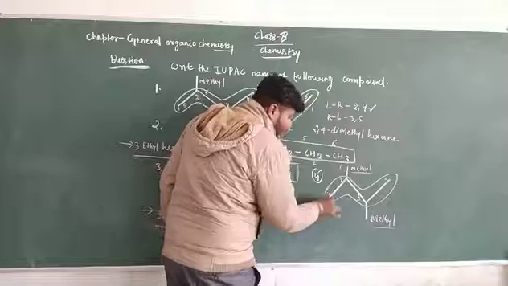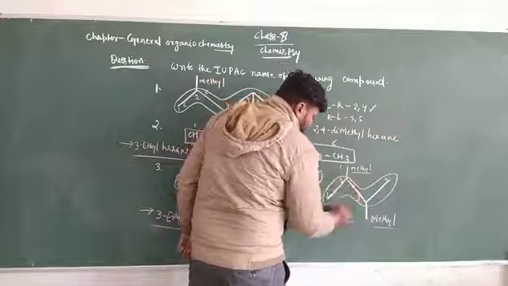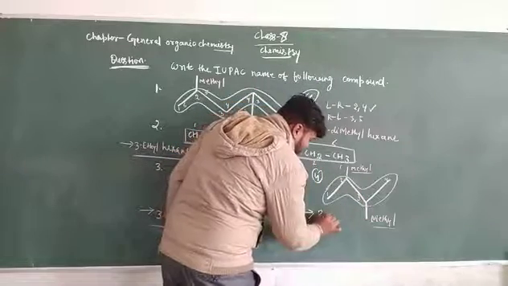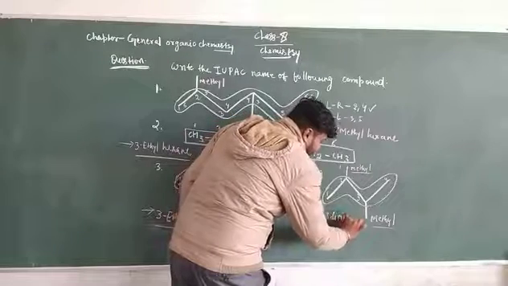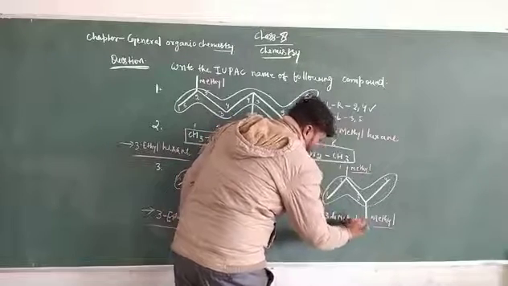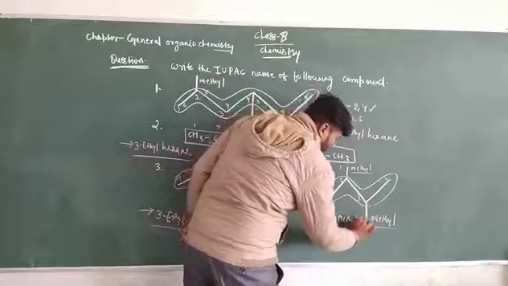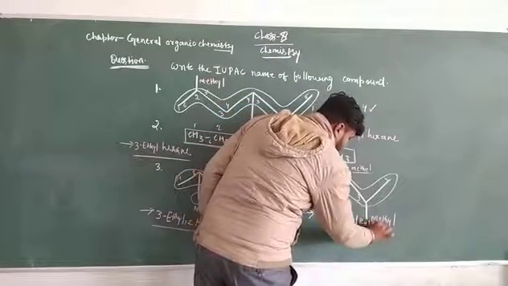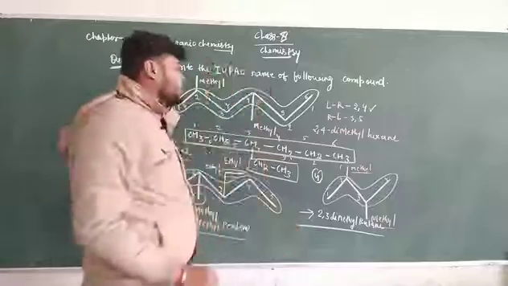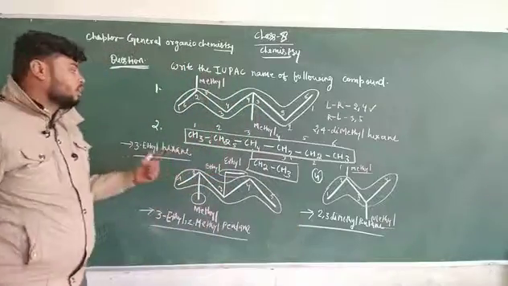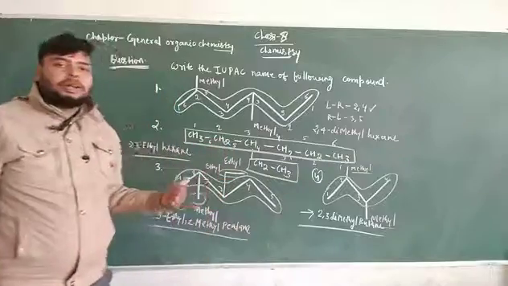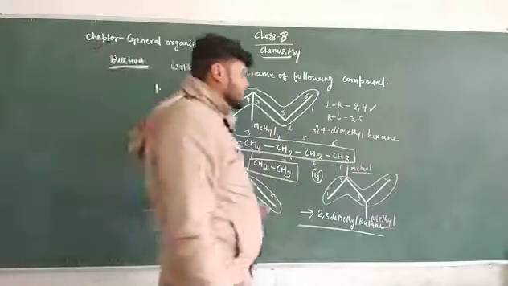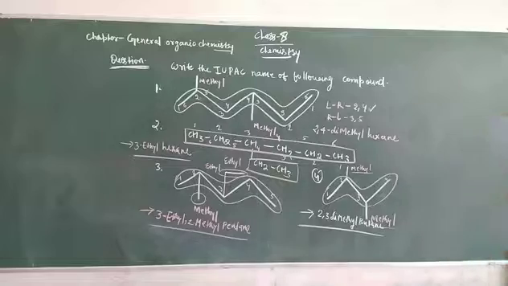We have to write 2,3-dimethylbutane. So this is the question and the answer is given in the formation of that. We also apply all the rules of alkane naming and write the name for this. Take a screenshot of this.